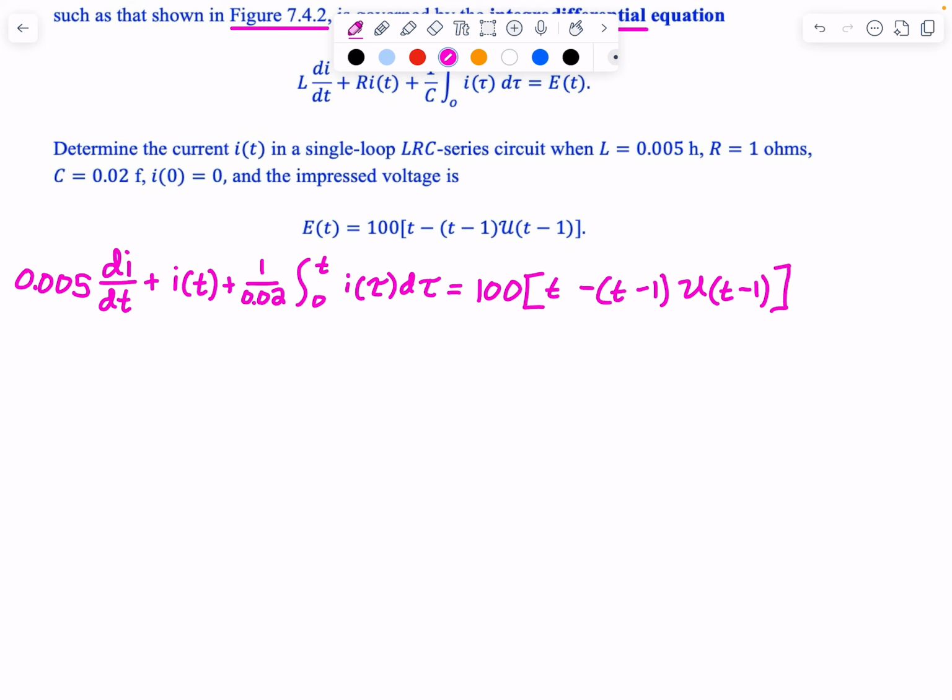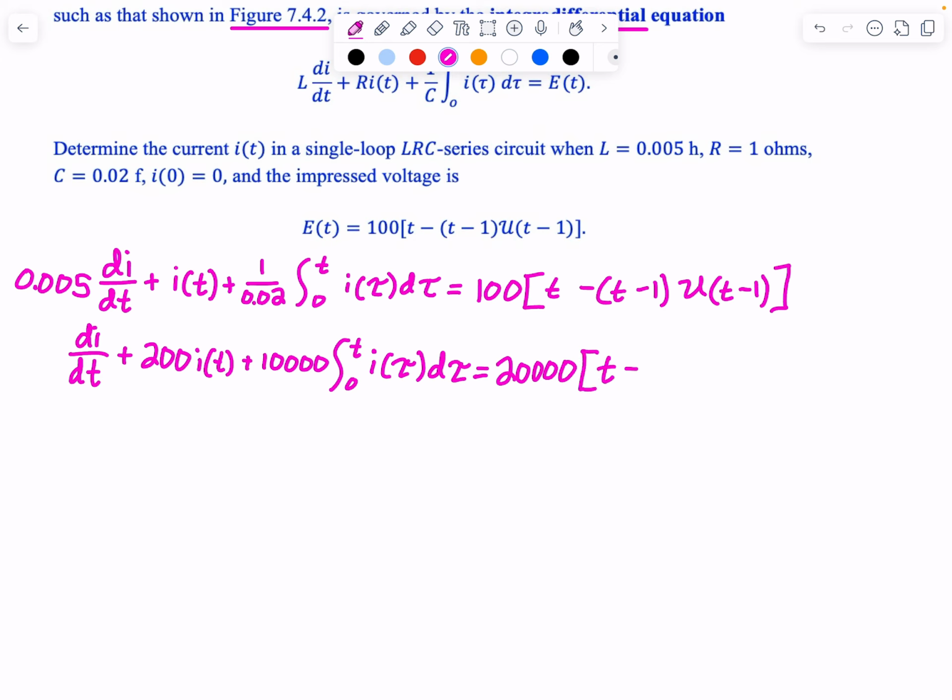So here we go. I'm going to get rid of that 0.005 by dividing by it. It's going to make numbers big, but I would rather have a constant out front. So we're actually multiplying by 200. 200 times di dt, and then this works out to be 10,000 times the integral from 0 to t of I of tau d tau. And then dividing on this side is going to produce a 20,000. And then nothing changes inside there.